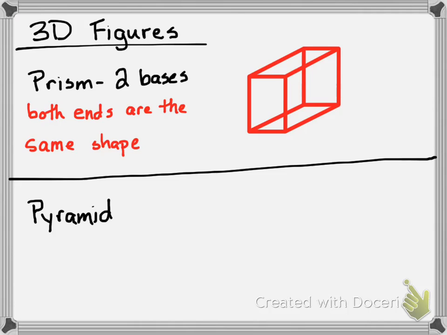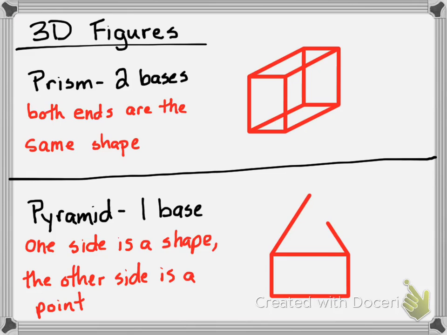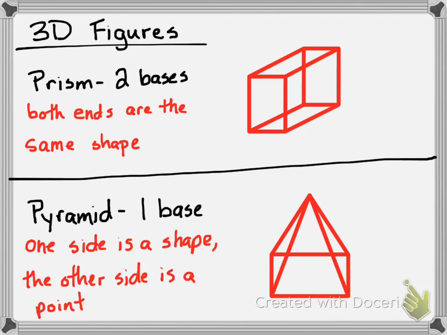Now, a pyramid. A pyramid only has one base. So on one side you have a polygon, and on the other side it comes to a point. It's just like a pyramid that you think of when you think of Egypt. You can see there is a polygon on the bottom, and the top comes to a point. So this only has one base.